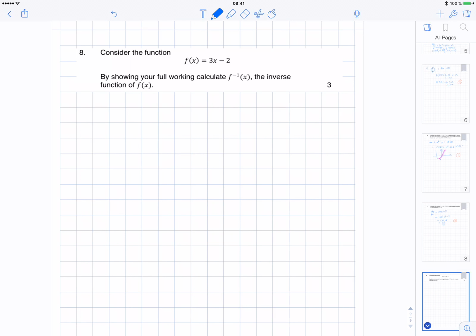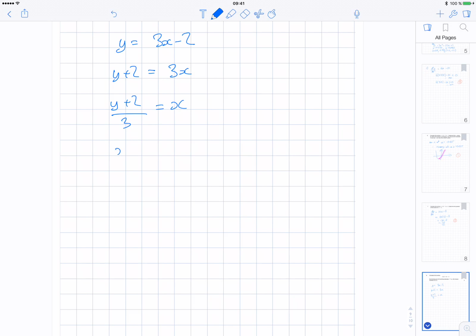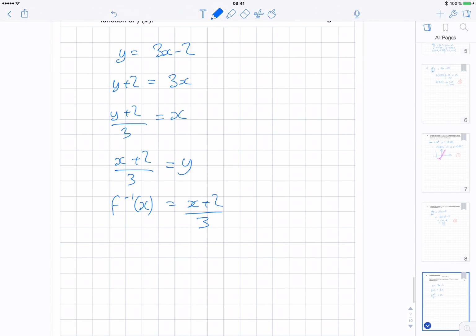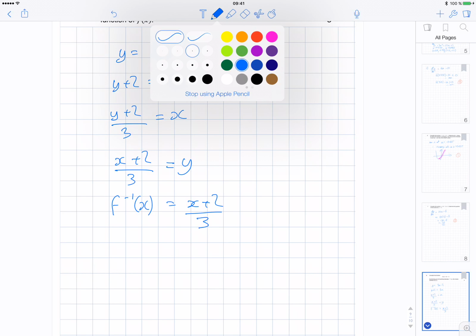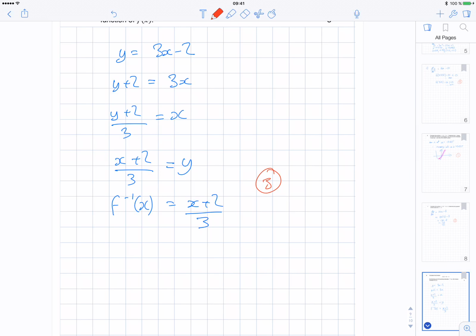Question number 8. Showing full working, calculate the inverse function of f of x. So I let y equal 3x minus 2. I then rearrange, so I add 2 to both sides. Now I divide by 3. And now I replace the x and the y's. And the final bit is to write it in inverse function notation, and that is worth 3 marks. And we should be absolutely fine with manipulating equations like that.